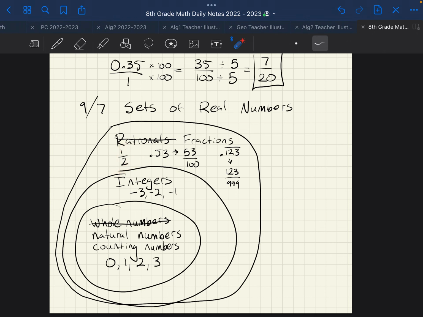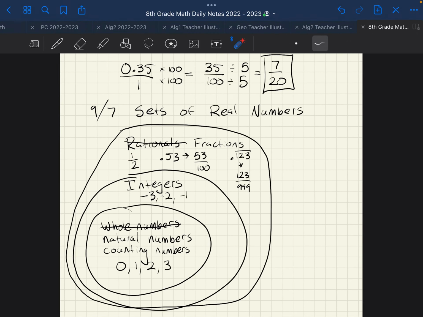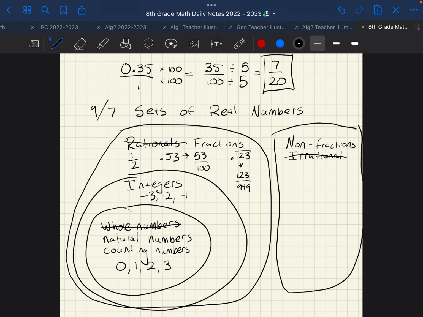But you have the other side, the dark side, right? You have the non-fractions. And there is a term that mathematicians use, which is called irrational. But I don't like that word. It's okay, but it makes more sense to call them non-fraction numbers. Non-fraction numbers are in their own set. They are not self-contained. Notice it is a completely different little bubble here.